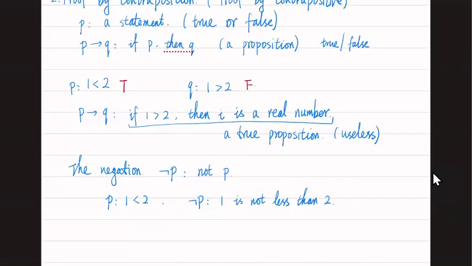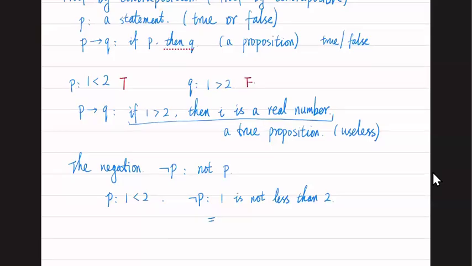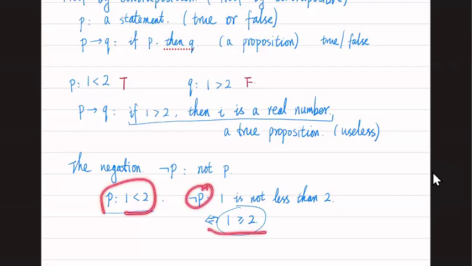Because we know they are both real numbers, we can compare them. So this is the same as 1 bigger than or equal to 2. This is the negation of the proposition. Of course, we have learned algebra. We know this one is a true statement, and this is a false statement.